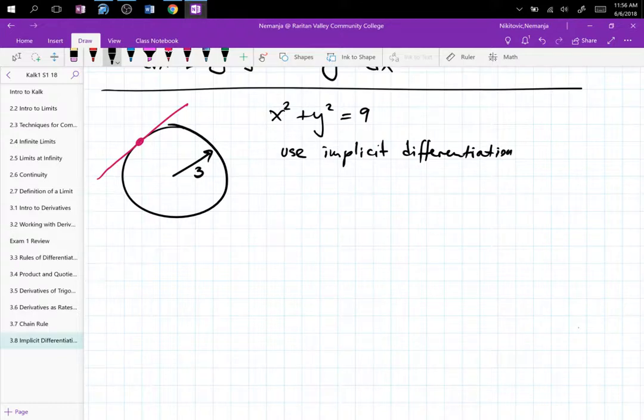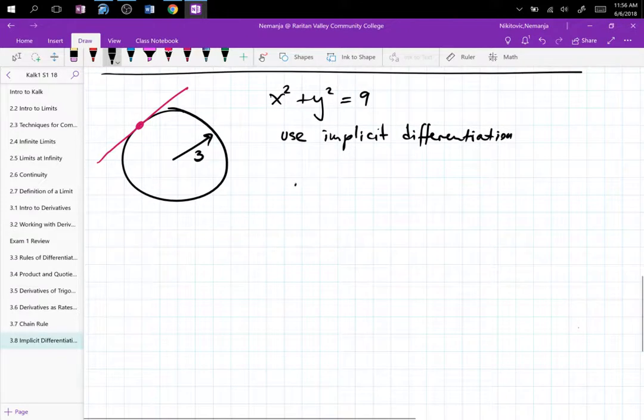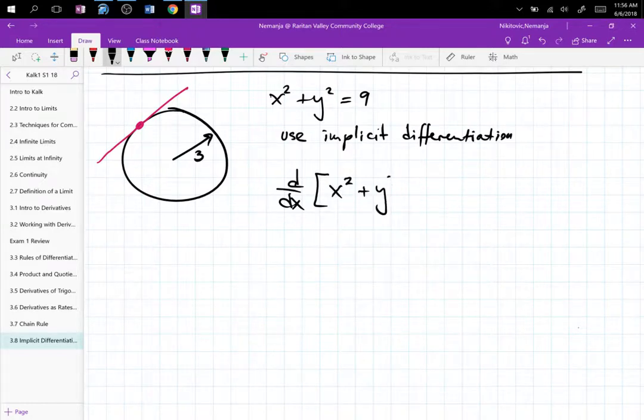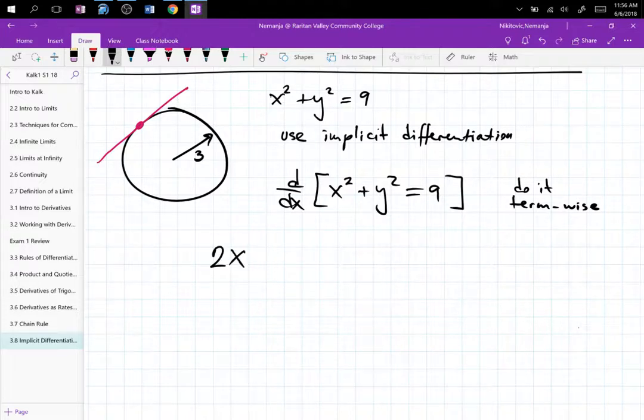And I can use implicit differentiation because I have the implicit form up there. So I will ask, what is the derivative of x squared plus y squared equals 9? Well, do it term-wise. What's the derivative of x squared? 2x. And then we follow with dx/dx, which will cancel, so we don't have to write it.